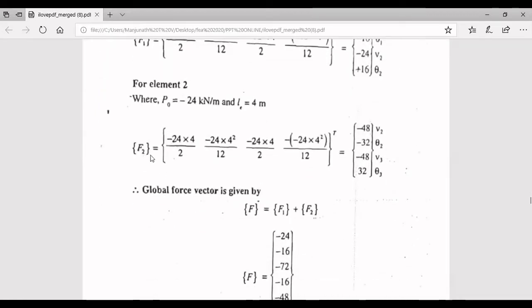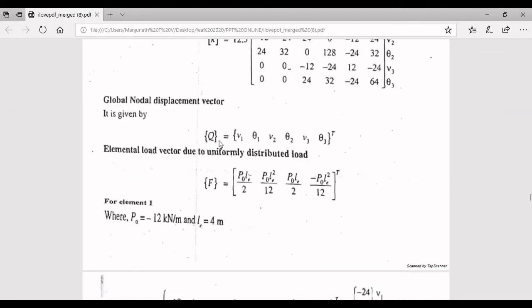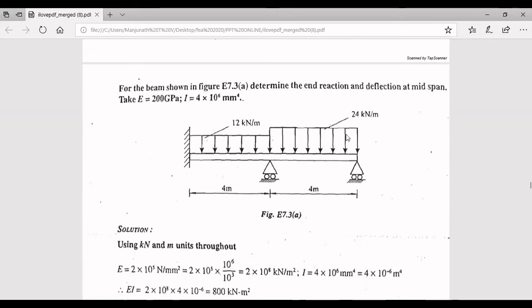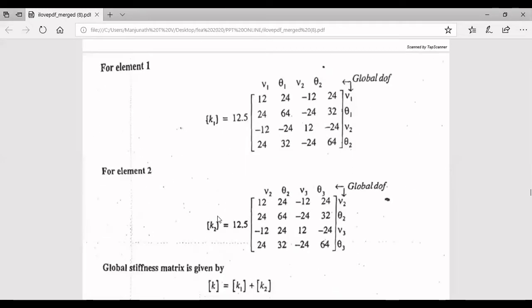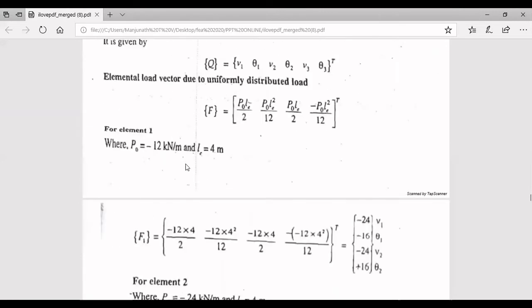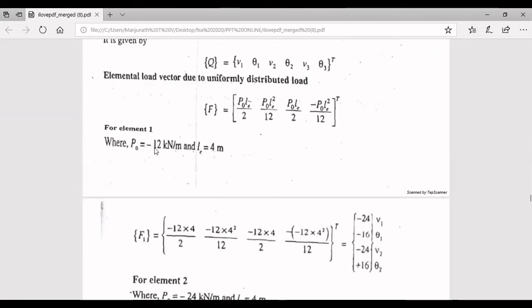Just take the second element. In the second element, P naught is minus 24. You can see in the problem, the P naught value is given as 24. It is acting downward, so we are going to take it as minus 24. So P naught is equal to minus 24 kilonewton per meter, and LE is the same, 4 meter.